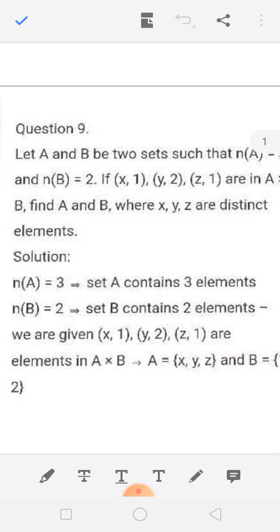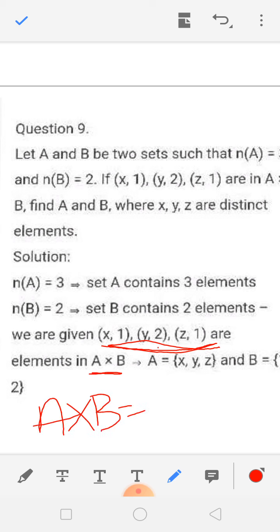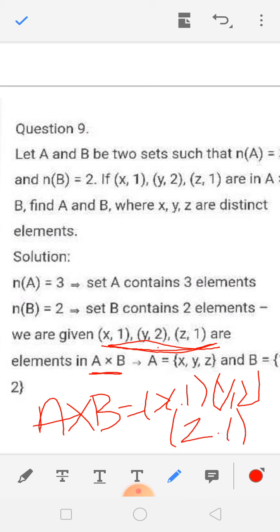Same process, I'm going to substitute here. They are given x comma 1, y comma 2, z comma 1. So what is this one? It is A cross B only. They are given A cross B equal to x comma 1, y comma 2 and z comma 1. Correct? So look at here, A is the first value. So all the first elements in this bracket are A only. So x, y, z are the A values. There are three variables, so the number of A is equal to 3.